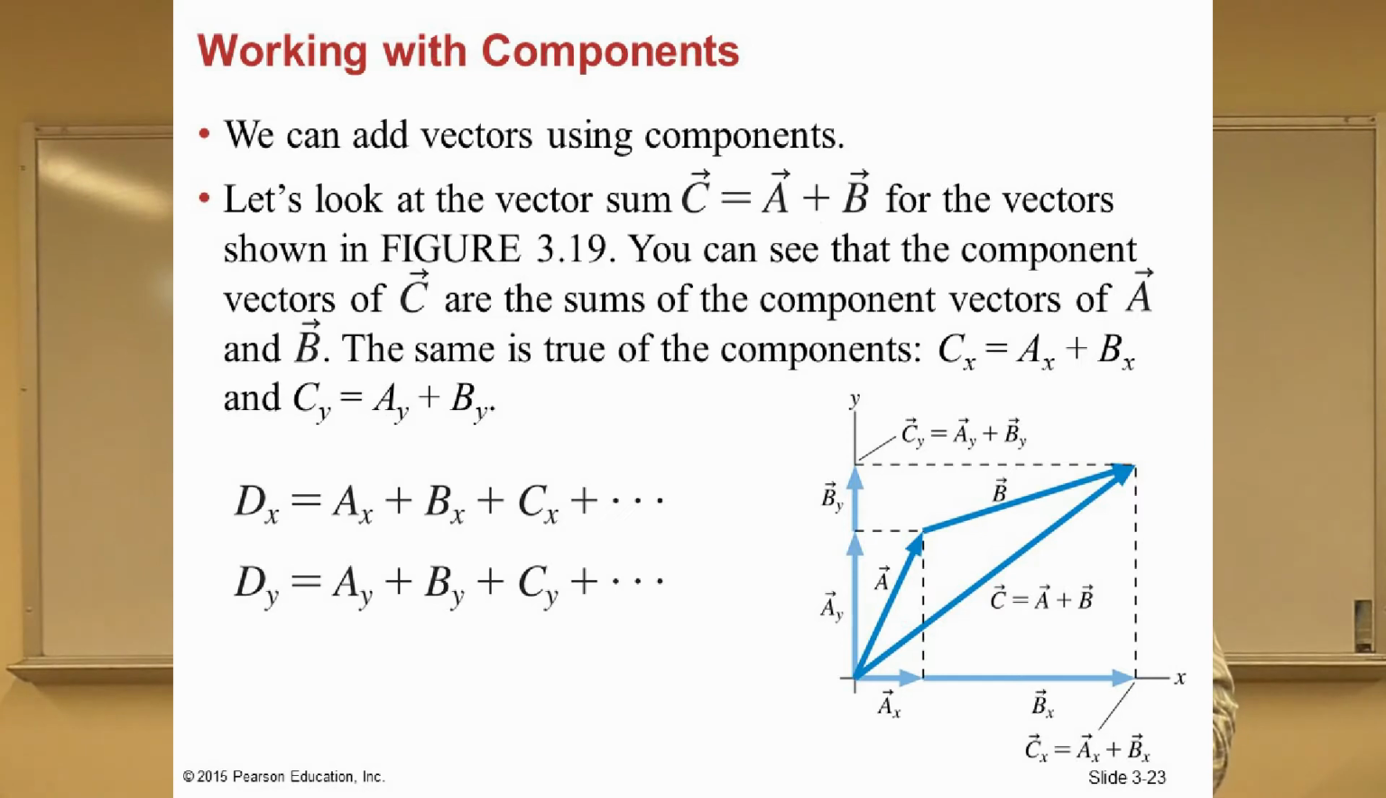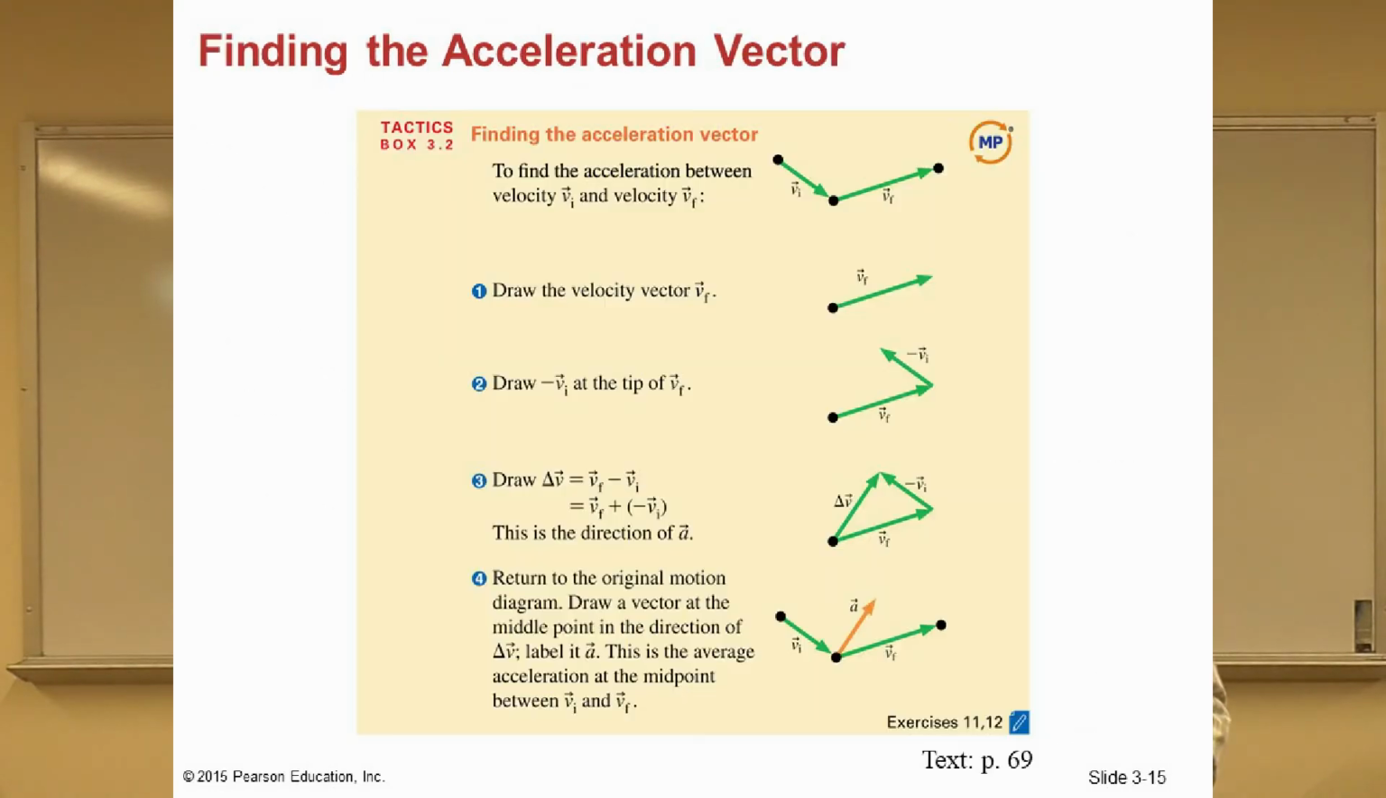But we can also take the x component of A, add it to the x component of B, and we get the x component of C. Similarly, the y component of A plus the y component of B gives us the y component of C. Okay? And you can do this for an arbitrary number of vectors. So there are two complementary ways to think about adding vectors. Now this is particularly pertinent in our work when we start thinking about acceleration.